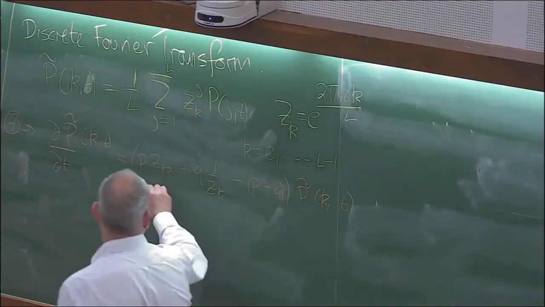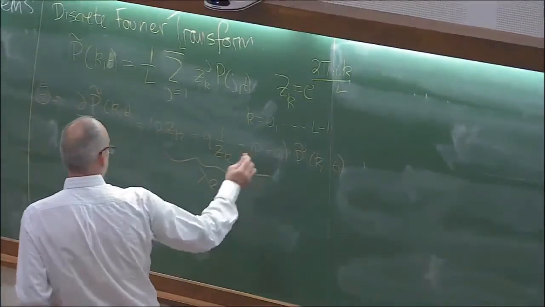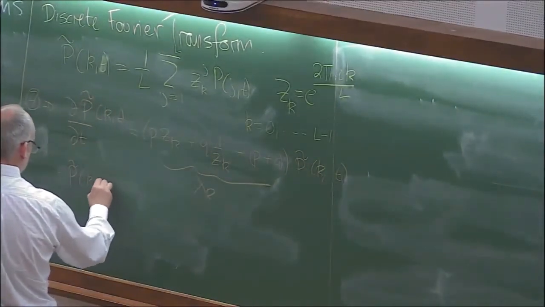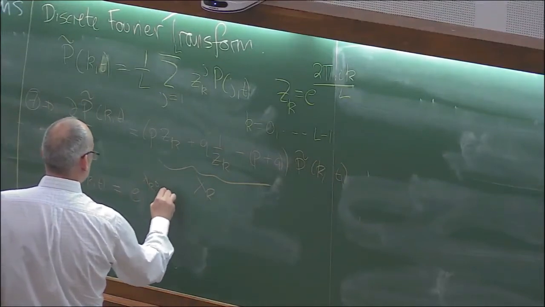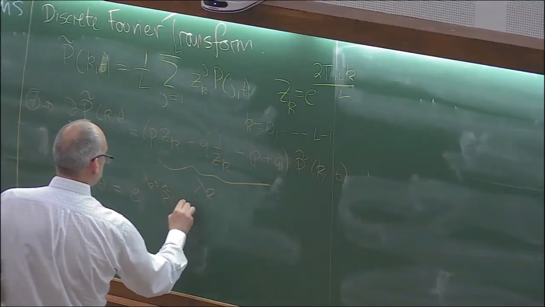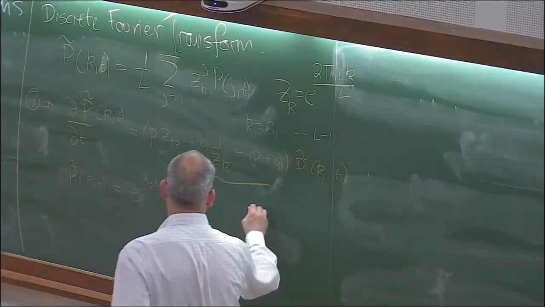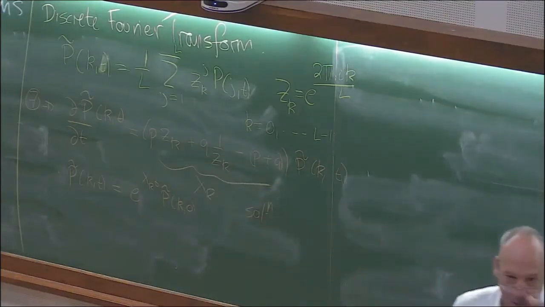So if I call all this stuff here lambda k, then I see that P tilde k t will just be e to the lambda k t times P tilde k 0. That's the solution. So great, that's the easy bit.